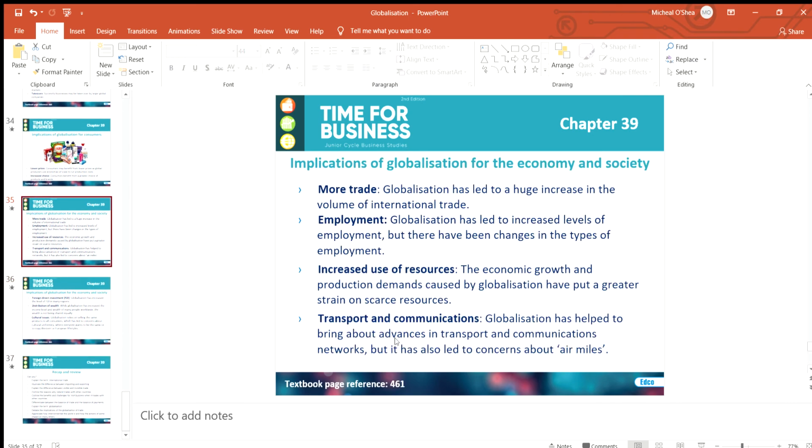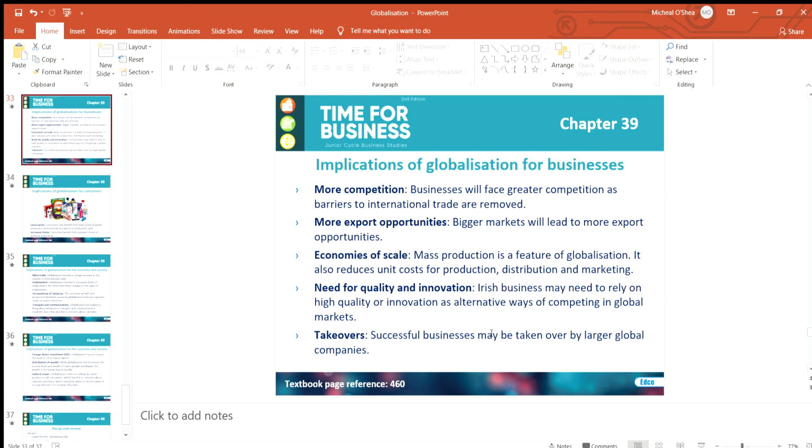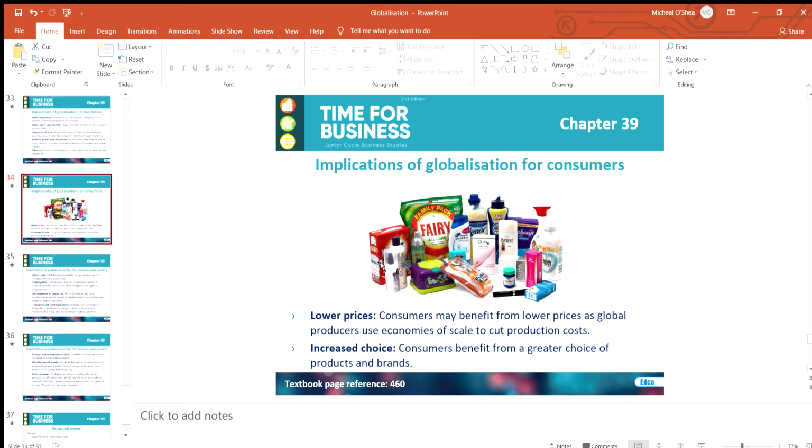Two more slides, three more slides. So other implications of selling abroad, for the customers this time, is generally could be lower prices. The consumers may benefit from lower prices as global producers use economies of scale. So remember what we said is, instead of O'Neill selling to just the Irish market, they can now produce millions and millions of t-shirts, and it'll cost them a slightly cheaper price per product.